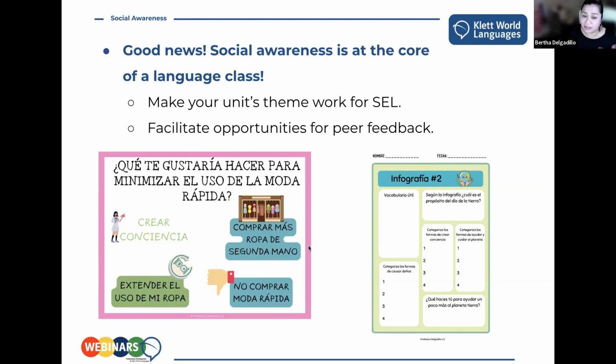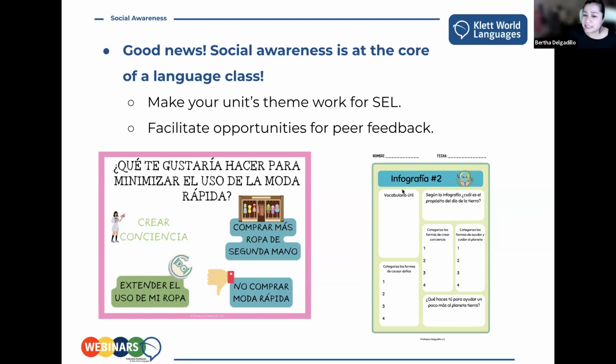I love to use music in the classroom, and it was to connect the theme of the song to the students. I asked them, what would you like to do to minimize the use of fast fashion? Well, first, before this question, I asked them if they knew what fast fashion was. And some of them did, some of them didn't. And then we talk about different ways in which we can help minimize the use of fast fashion. And again, we're bringing social awareness to a global issue inside our class. Which song did I use with this? It was the song Ropa Cara by Camilo.